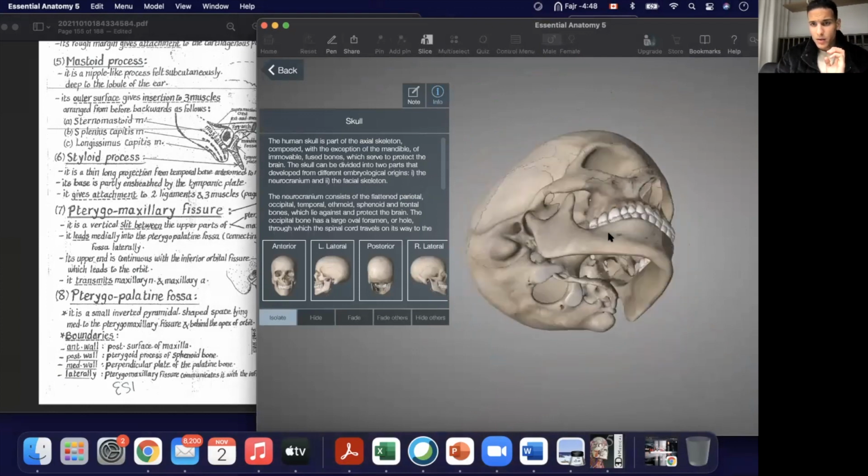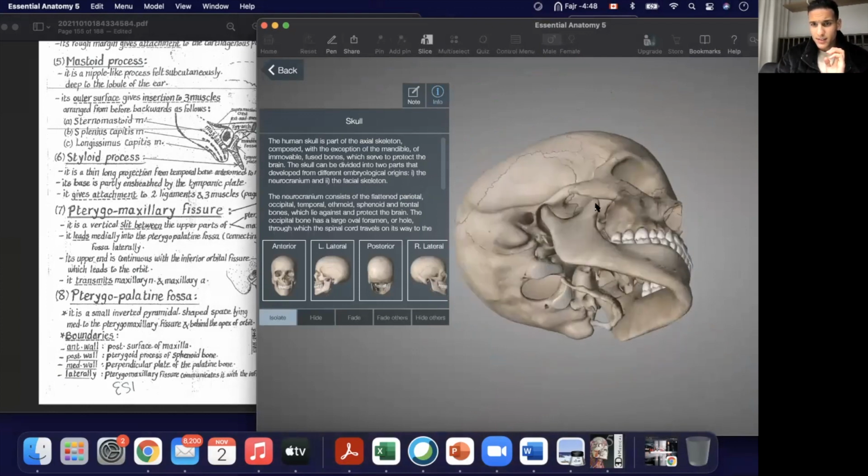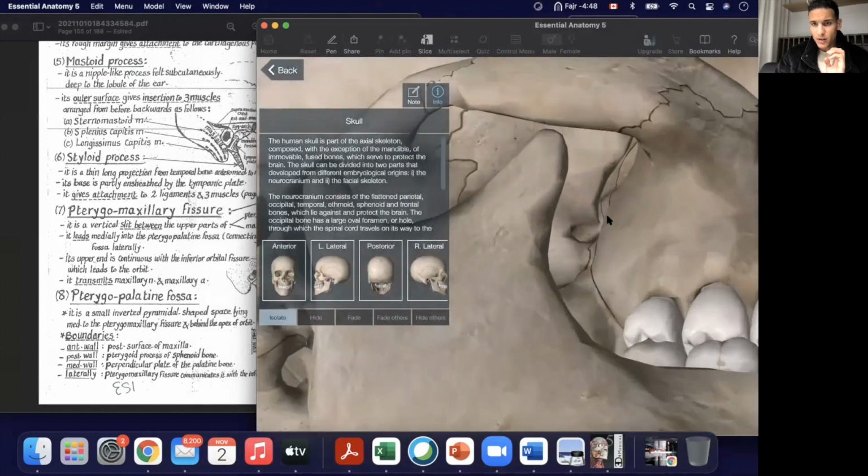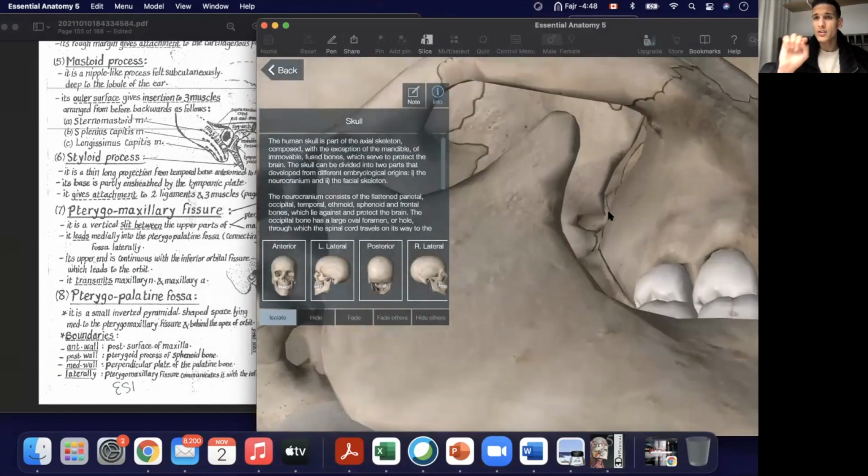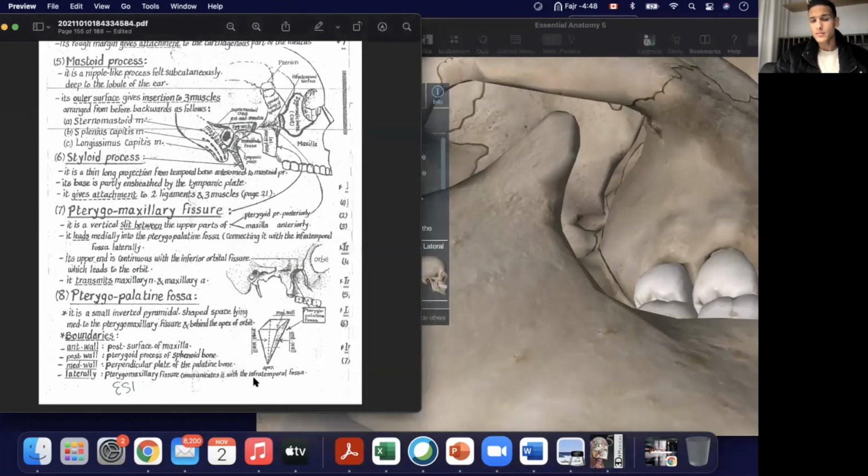So that's the fissure, right? Of course, the fissure takes you to it. So that's the lateral aspect of the pterygopalatine fossa. Again, anterior wall maxilla, posterior wall pterygoid process of the sphenoid bone, medial wall perpendicular plate of the palatine, and laterally, what takes us into it, most laterally, is the pterygomaxillary fissure. Okay?